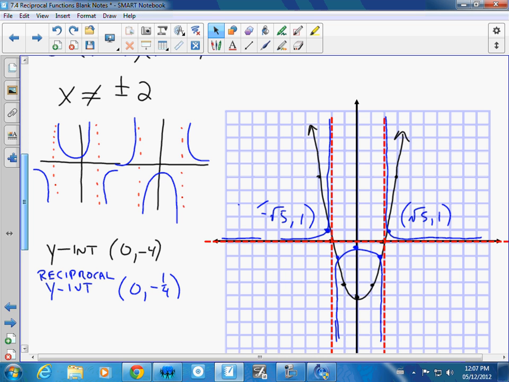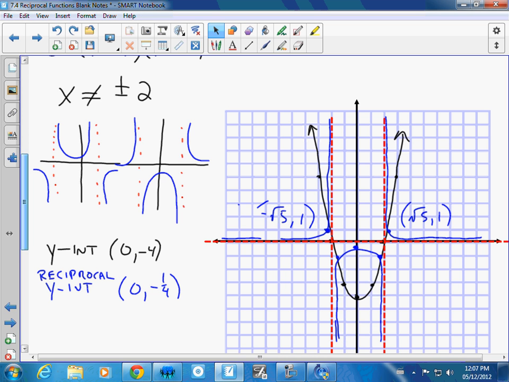Okay, so what we'll do is, there's one last one, and we'll do this one tomorrow. This is a backwards question. I actually give you the graph, don't I? I give you the asymptote, and we have to figure out what it is. So we'll do this one tomorrow.